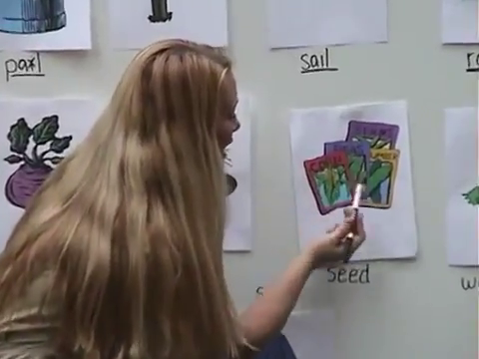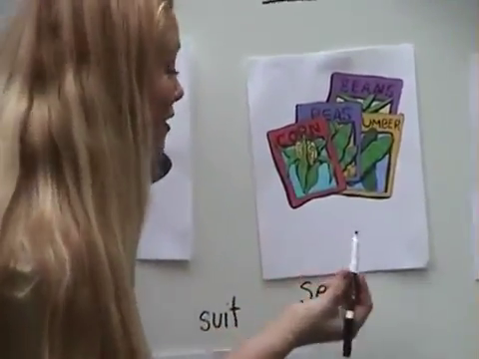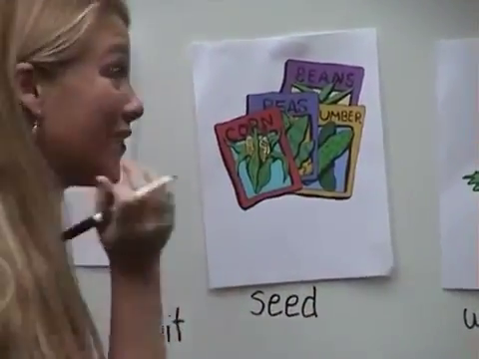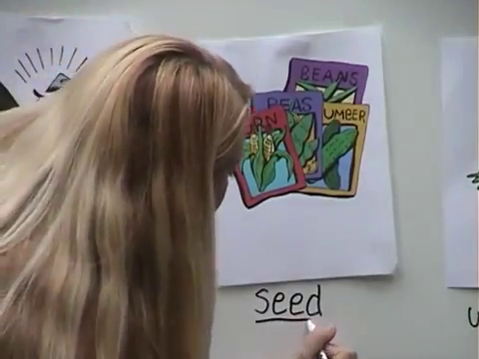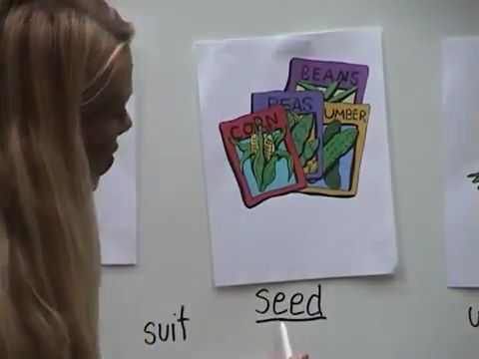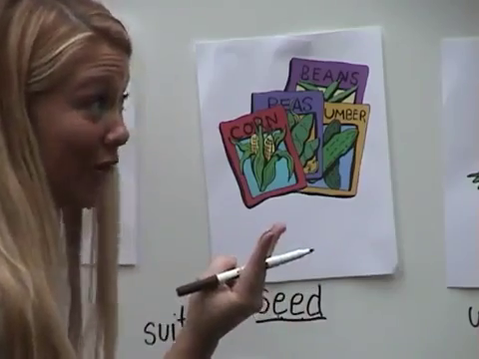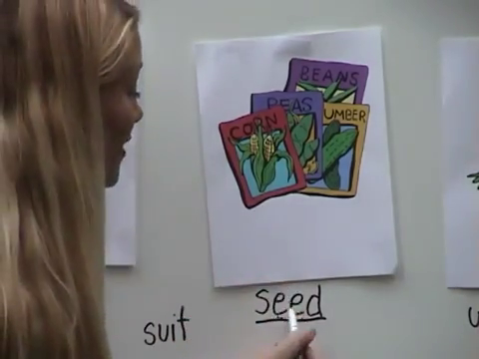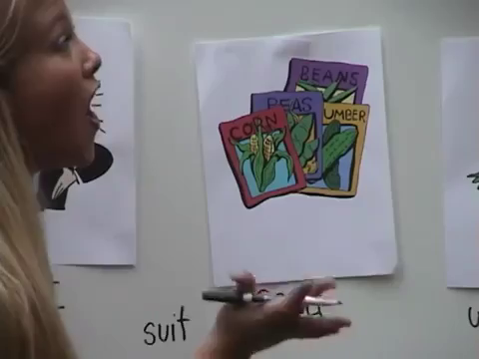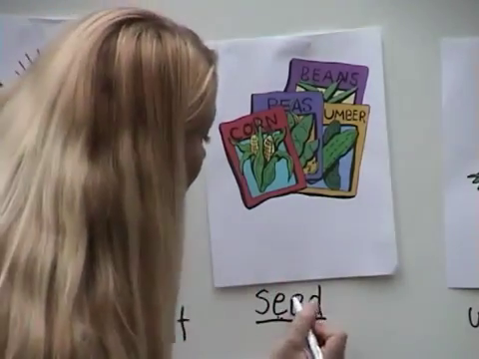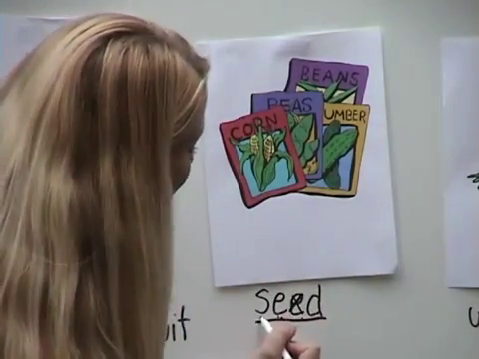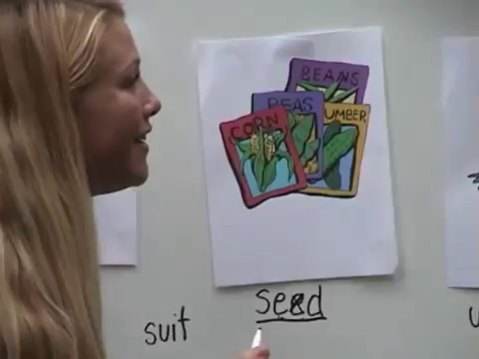Here we have some different kinds of seeds to grow some vegetables. Like if you wanted to plant a garden. That's right. And here is the word seed. When two vowels go walking, even if they're the same two vowels, the first one does the talking with the long sound. So here we have the word seed.